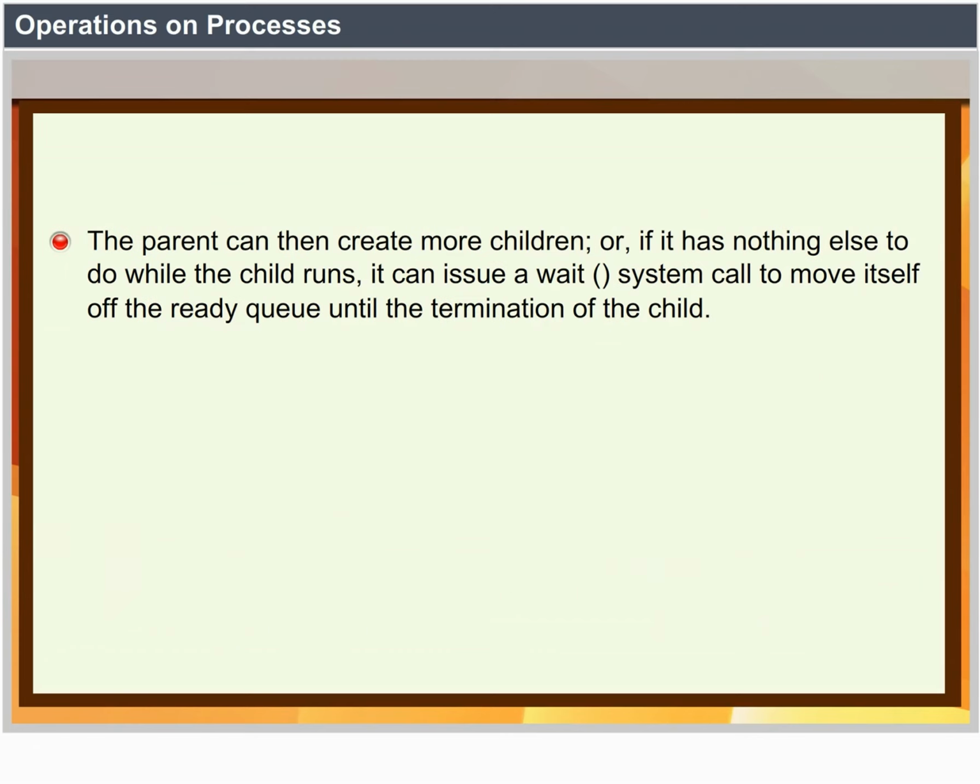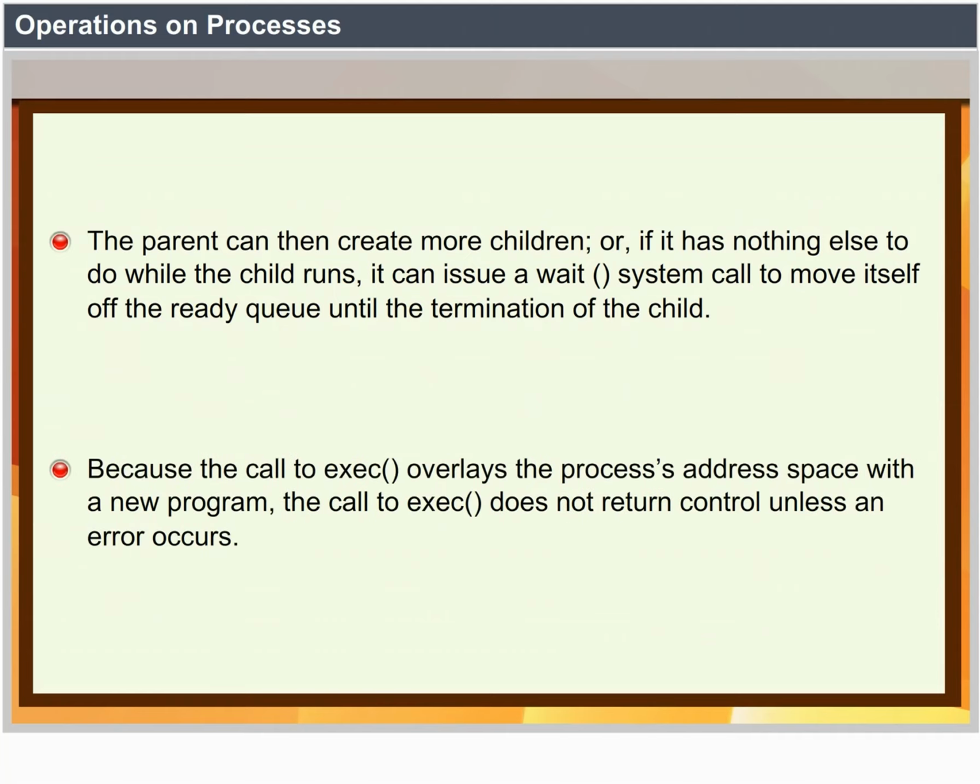The parent can then create more children, or if it has nothing else to do while the child runs, it can use a wait function system call to move itself off the ready queue until the termination of the child. Because the call to execute function overlays the process's address space with a new program, the call to execute function does not return control unless an error occurs.